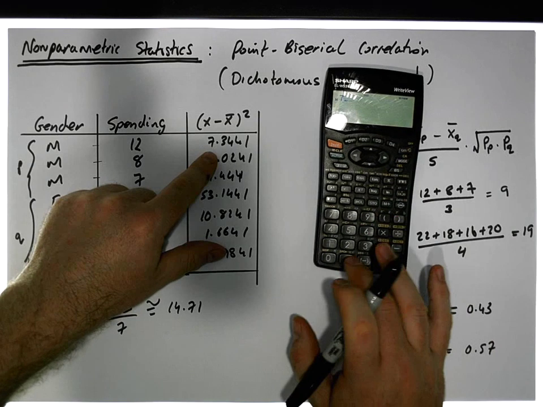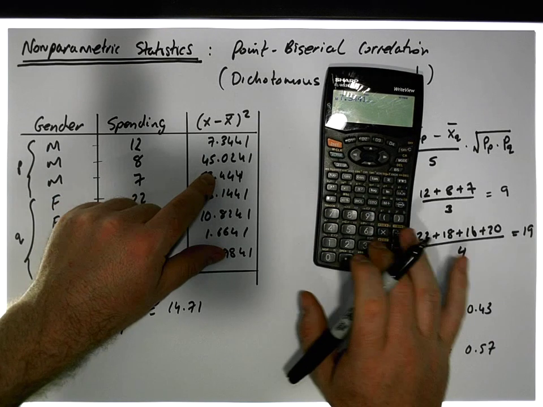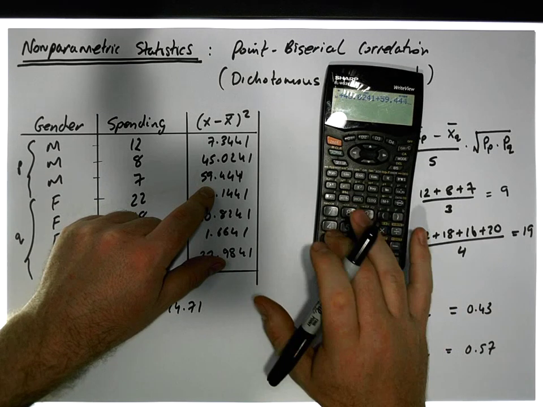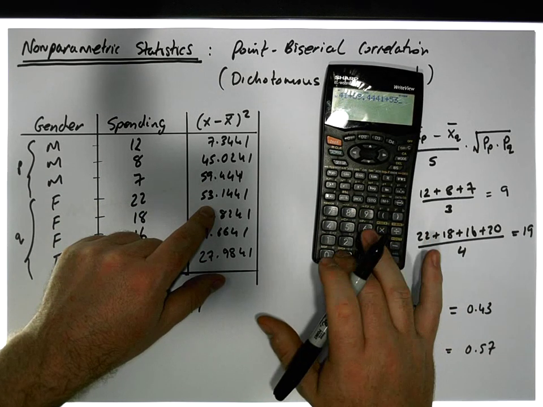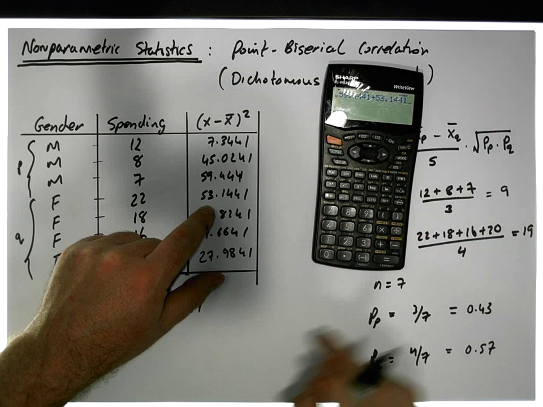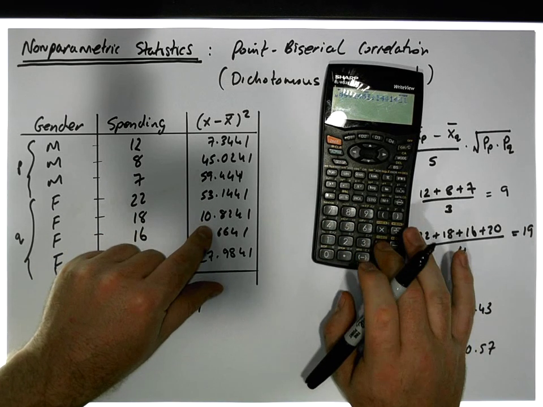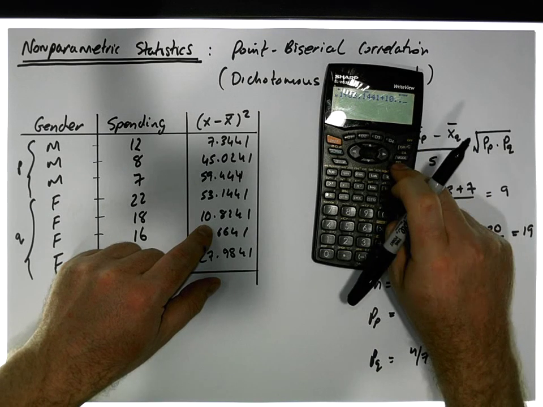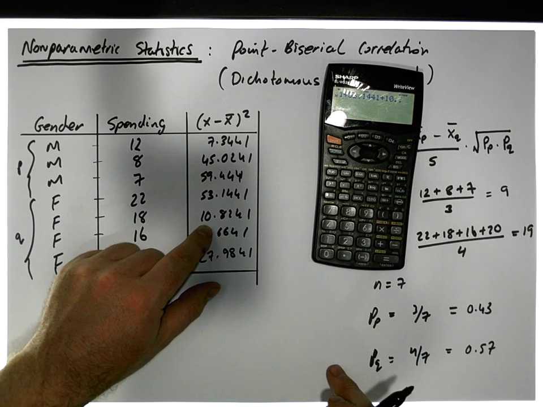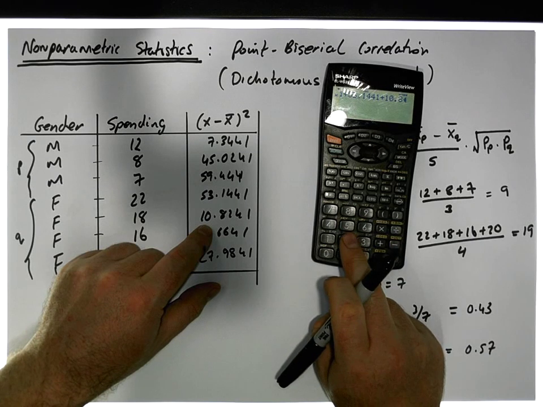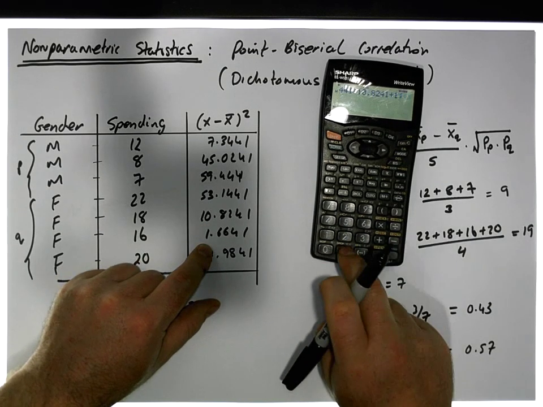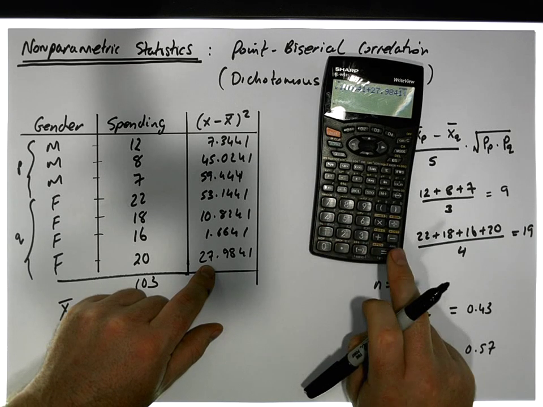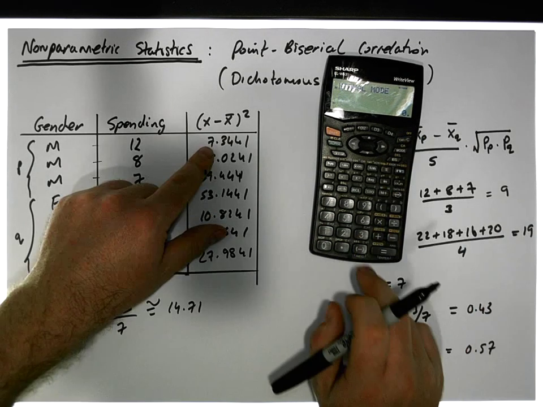So we have 7.3441 plus 45.0241 plus 59.4441 plus 53.1441. I don't know why I'm carrying all these decimals around. I should have rounded. Okay, so what did I say? 10.8241 plus 1.6641 plus 27.9841 gives us a value of an error, would you believe it? Let's do it again.